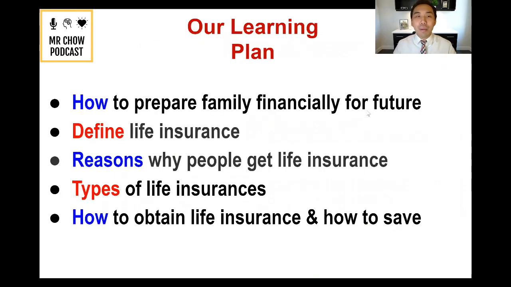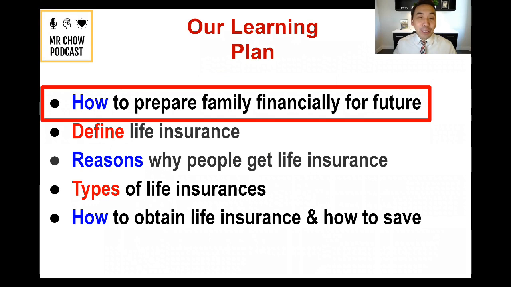So today we're going to learn about a few things. So number one, how to prepare your family financially for the future. What the definition of life insurance is, reasons why people get it, and types of life insurance that are out there, and how to obtain life insurance and how to save money. All right, so it's a lot. So here we go. Let's begin.